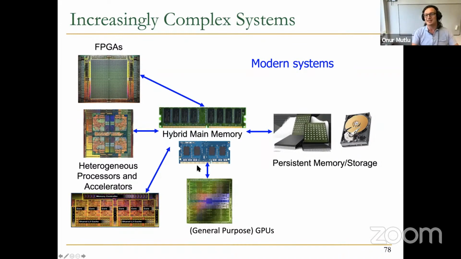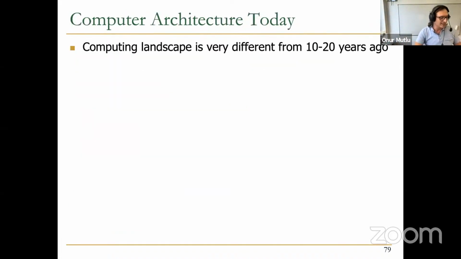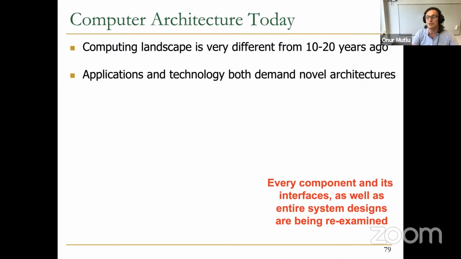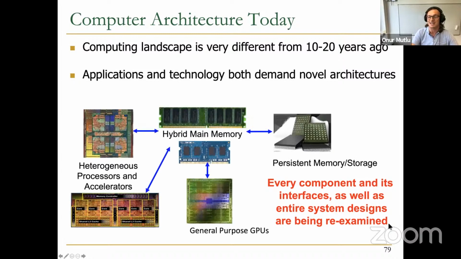Basically, there's no question that systems are becoming increasingly complex, both within each chip as well as across the diversity of the chips. And of course, managing this is becoming even more important. As a result, the computing landscape today is very different from 10 to 20 years ago, even 5 years ago, I would say. 5 years ago, we didn't really have this explosion of accelerators. And applications and technology both demand new architectures. And as I mentioned in the last lecture, every component and its interfaces, as well as entire system designs, are being re-examined today.